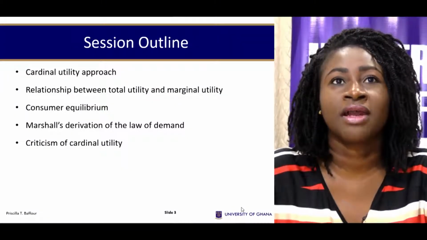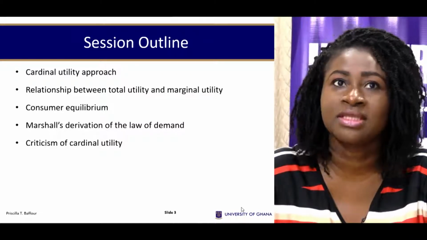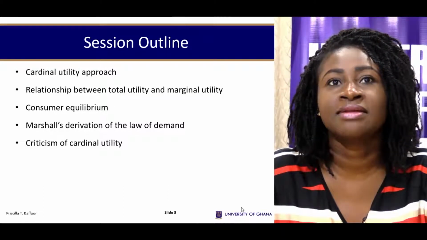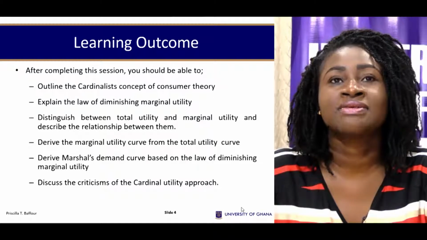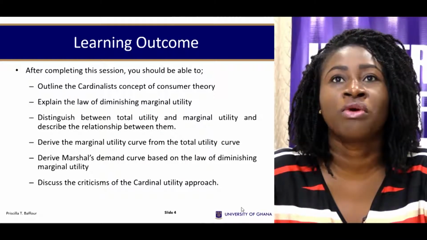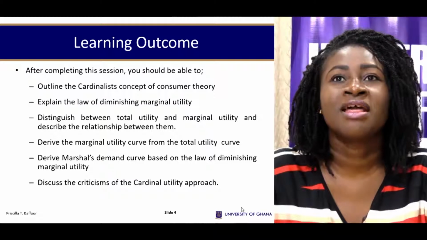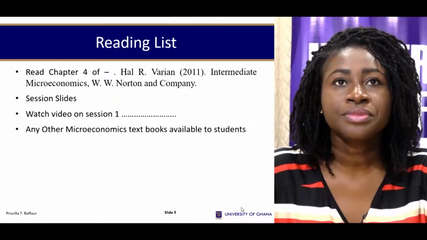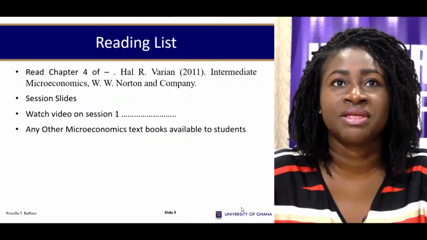In terms of the section outline, I'll be looking at the cardinal utility approach to demand, the relationship that exists between total utility and marginal utility, consumer equilibrium, derivation of Marshall's law of demand, and then we'll discuss the criticisms of the demand curve. I will not belabor the point by going through all that, but after going through this section, you would have a working knowledge of what the cardinal utility approach to the theory of demand is. For the reading list, you are required to read chapter 4 of Varian, which is intermediate micro.